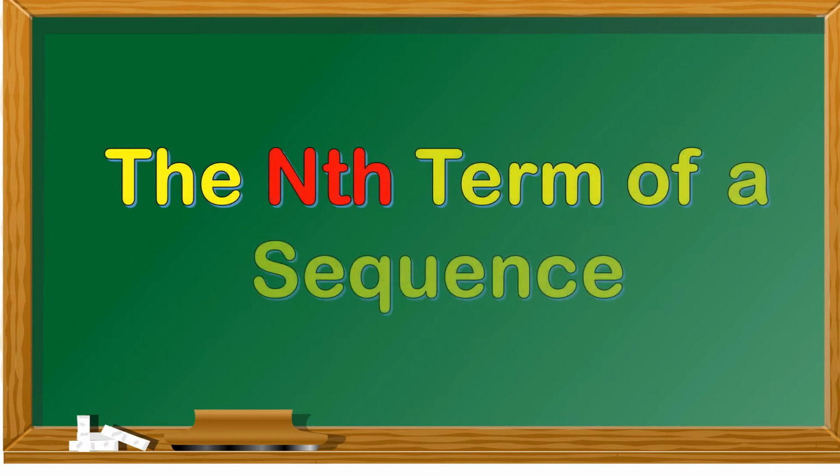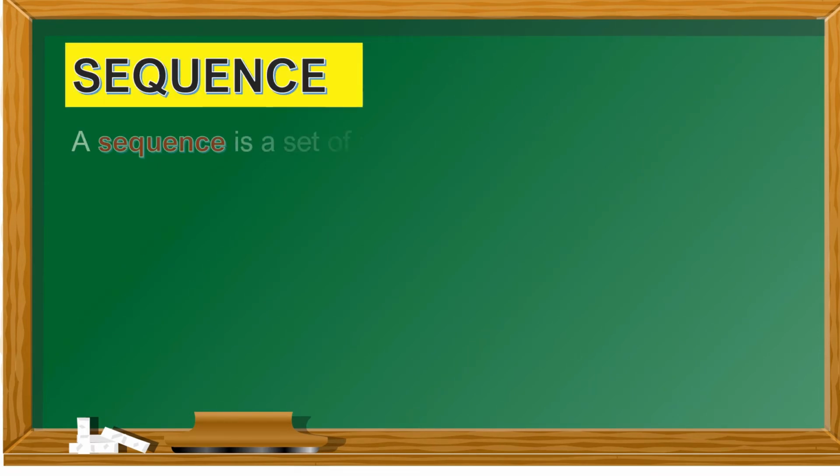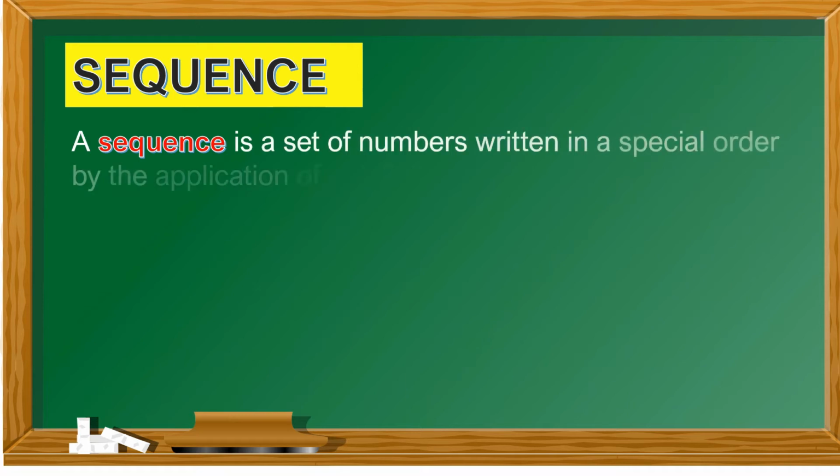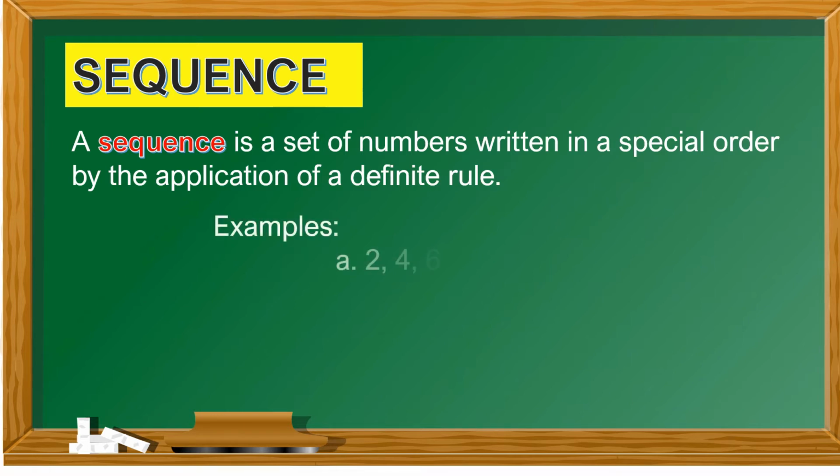The lesson for today is the nth term of a sequence. Let's define first what a sequence is. A sequence is a set of numbers written in a special order by the application of a definite rule. Examples: A, 2, 4, 6; B, 3, 6, 9.